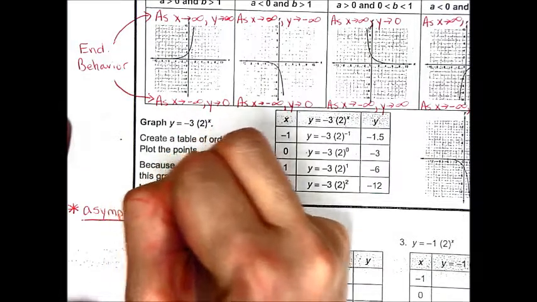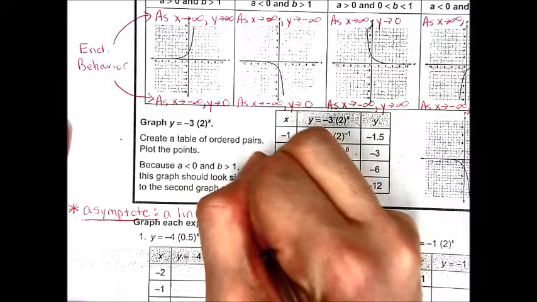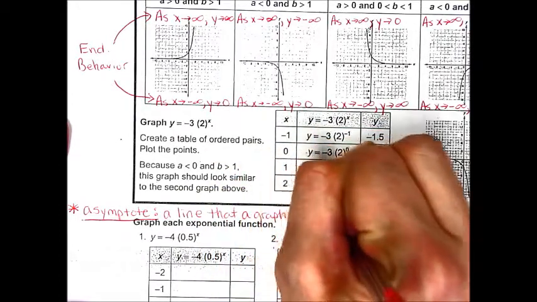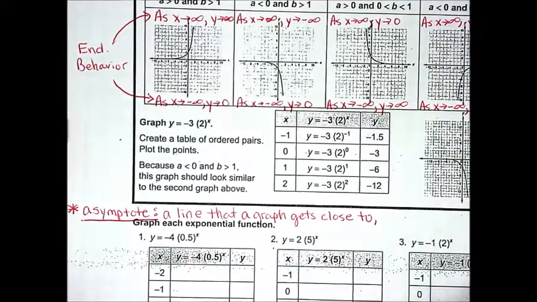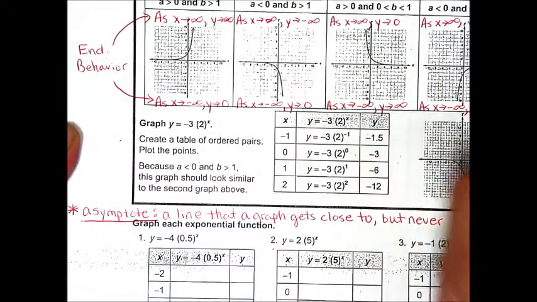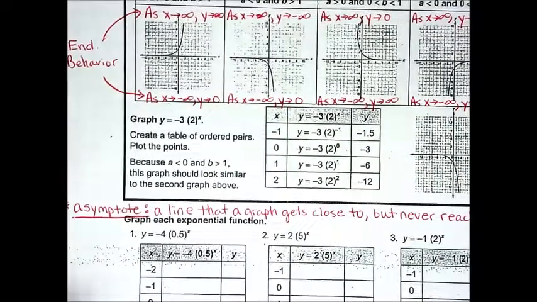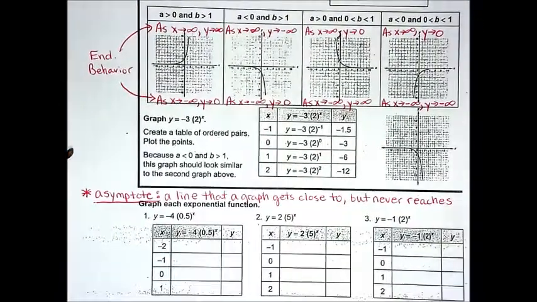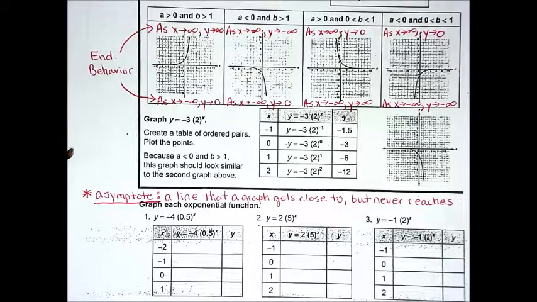Okay, so here's what an asymptote is. A line that a graph gets close to but never reaches. Okay, a line that a graph gets close to but never reaches. And as we do a few more of these today, you're going to start to see why it never reaches the asymptote.